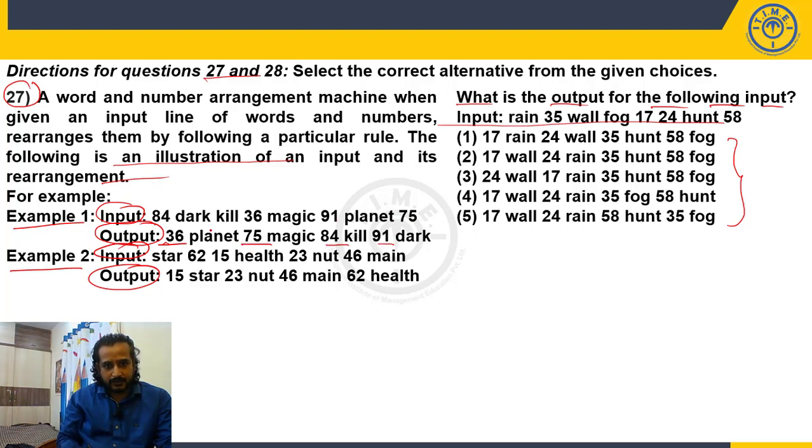Alternately numbers are placed in the increasing order. Now look at the numbers 62, 15, 23, 46 in the other example input. In the output: 15, 23, 46, 62. So numbers are arranged in ascending order.